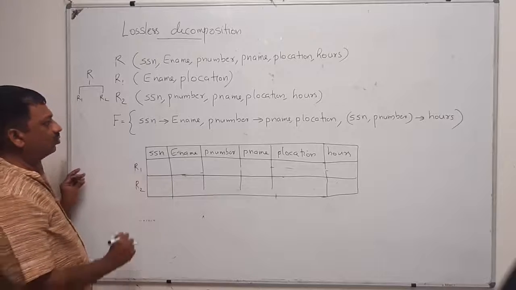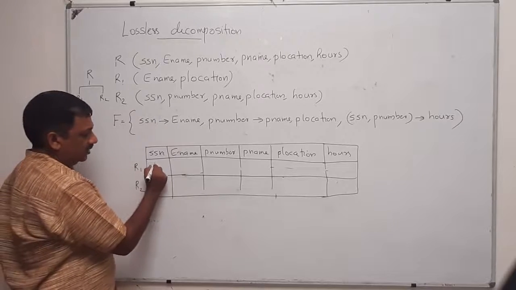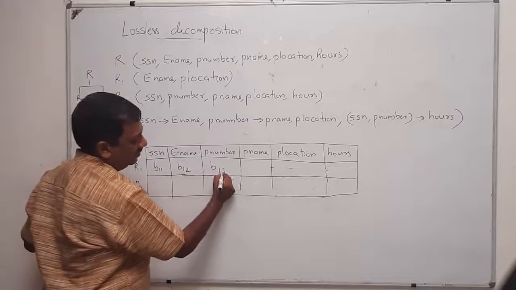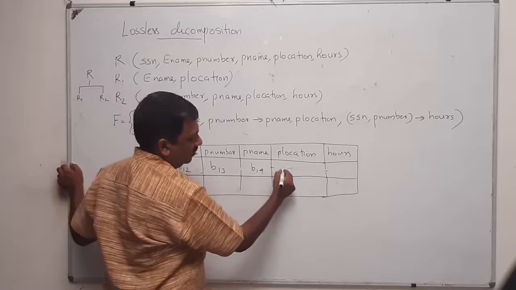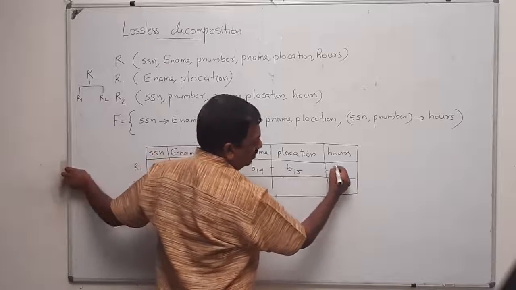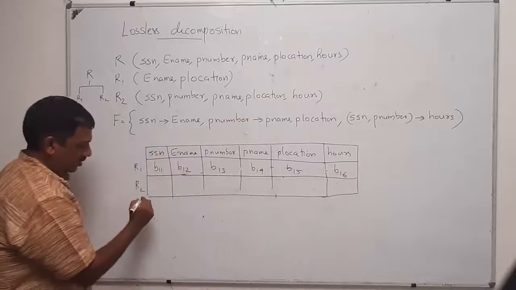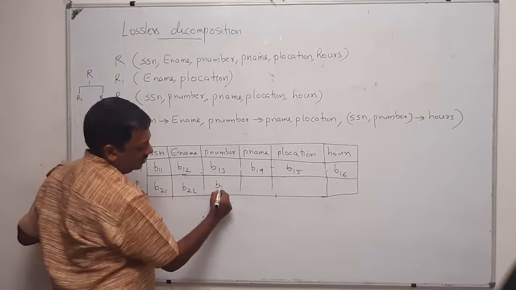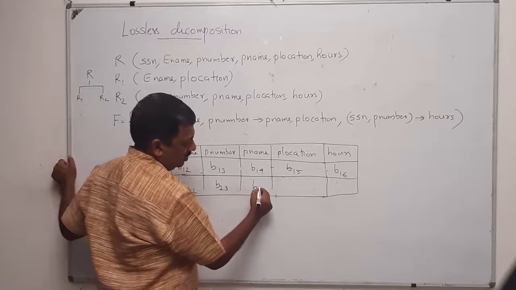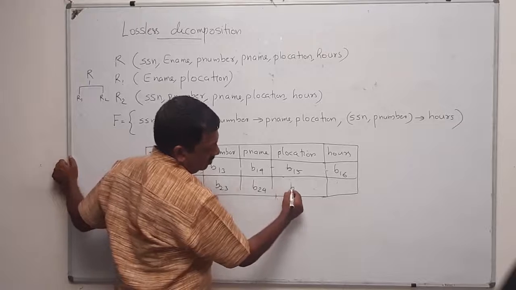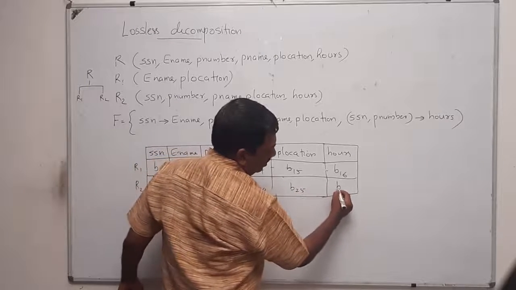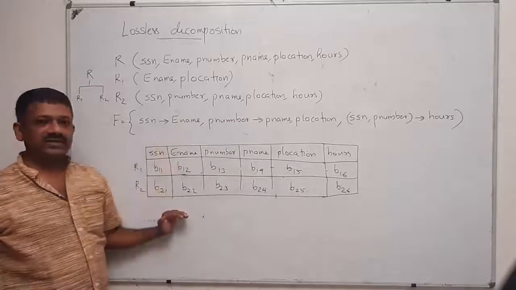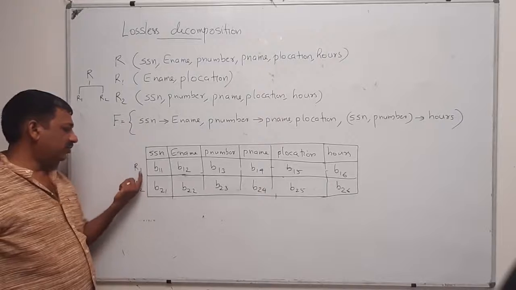Okay. Now I am going to have, say, type B11, B12, B13, B14, B15, B16, B21, B22, B23, B24, B25, and B26. Okay, that means you have to construct a table and it should have how many rows?